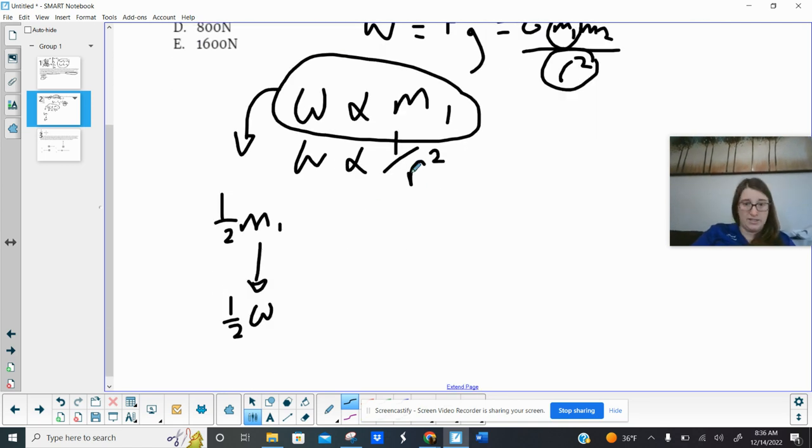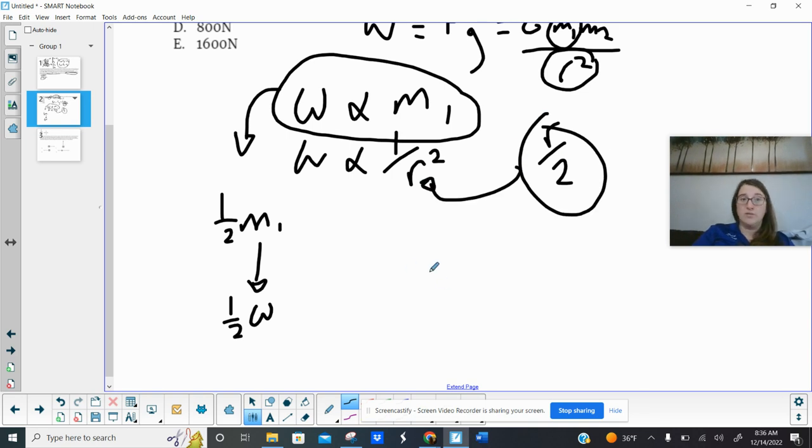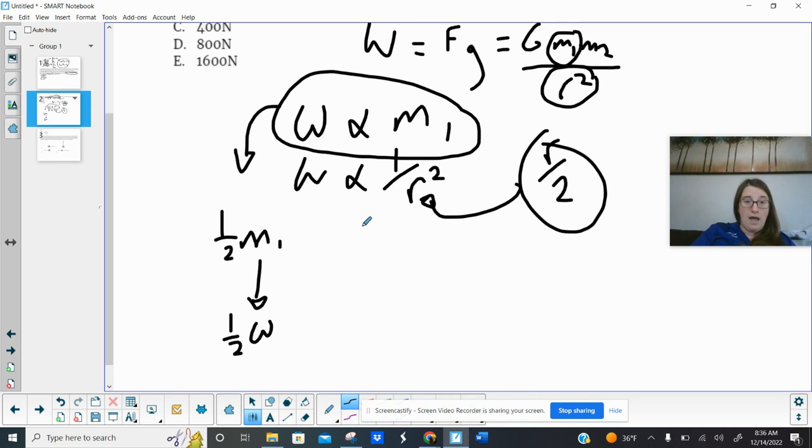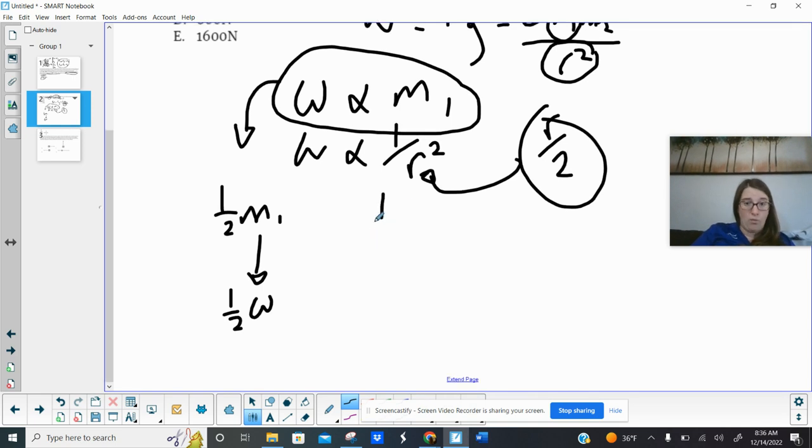We need to be careful with this. I am plugging in half the radius where I saw r before. This is going to take a little finagling. So I've got 1 over, right? That doesn't change. Where I had a radius, now I have r over 2. Parentheses are your best friend, but it's r over 2 squared. So let's finagle this a bit more. This means I have 1 over, and then in the bottom I have r over 4.